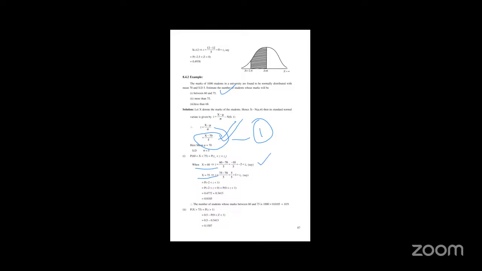We'll say it as z1. And if you substitute the second one, what is the second one? 75. Then it is (75 minus 70) by 5, which equals 5 by 5, then equals 1. So we will call it Z2. So now what is the probability? Probability of minus 2 less than Z less than 1.